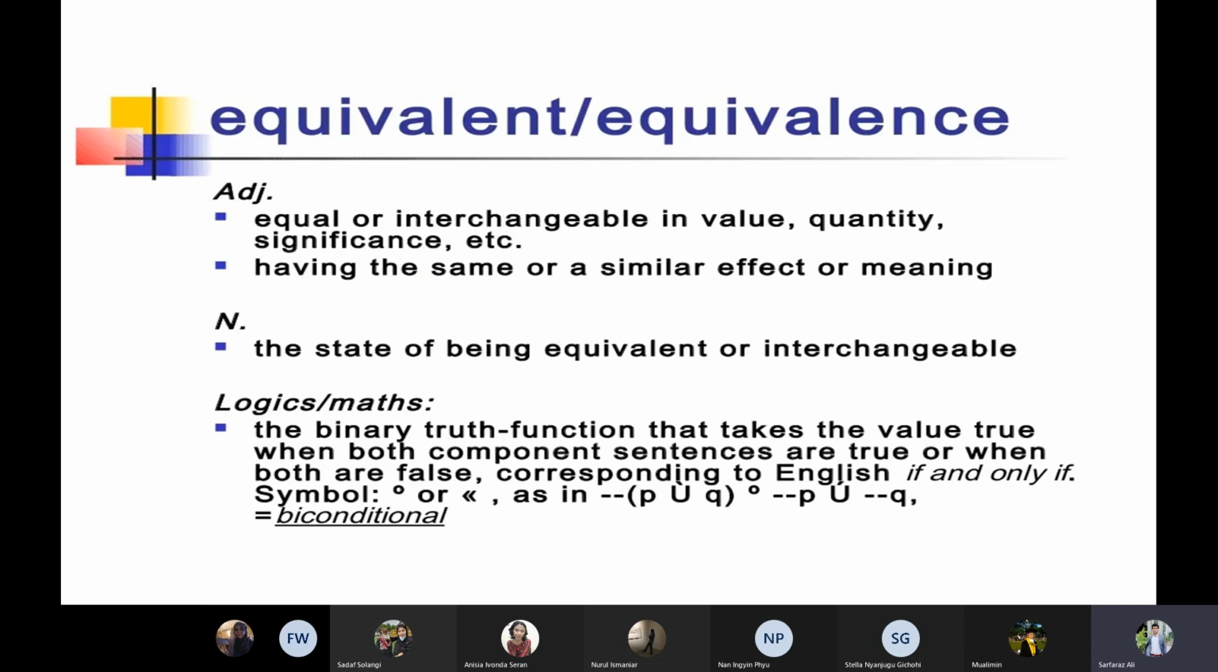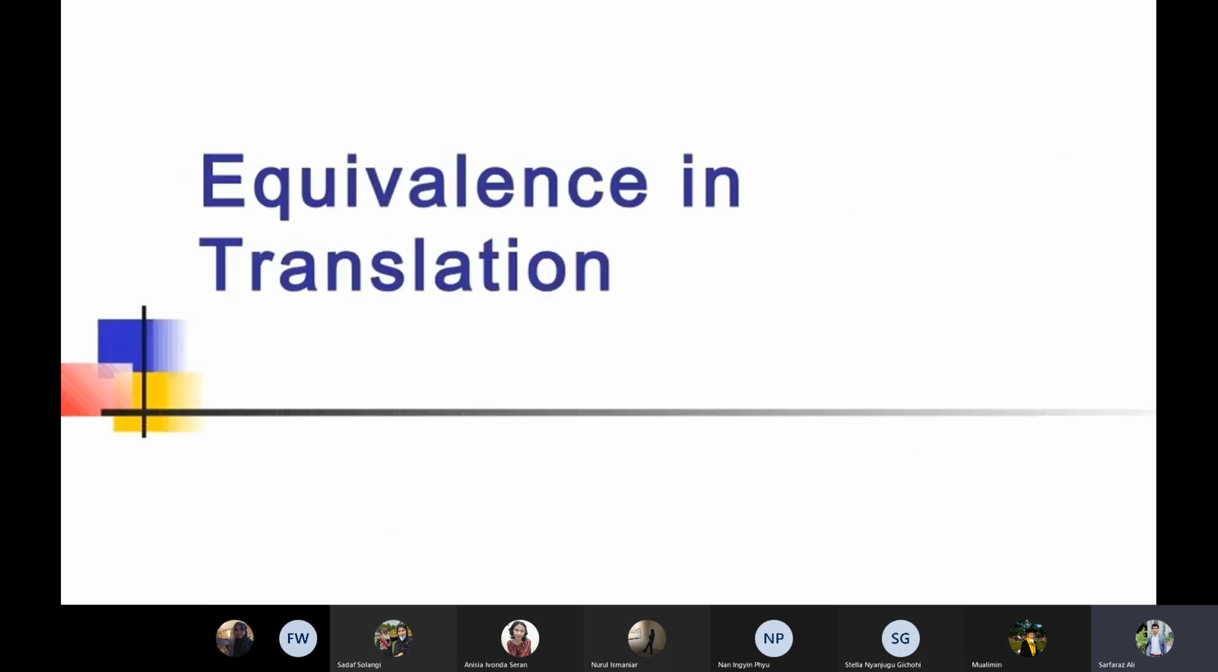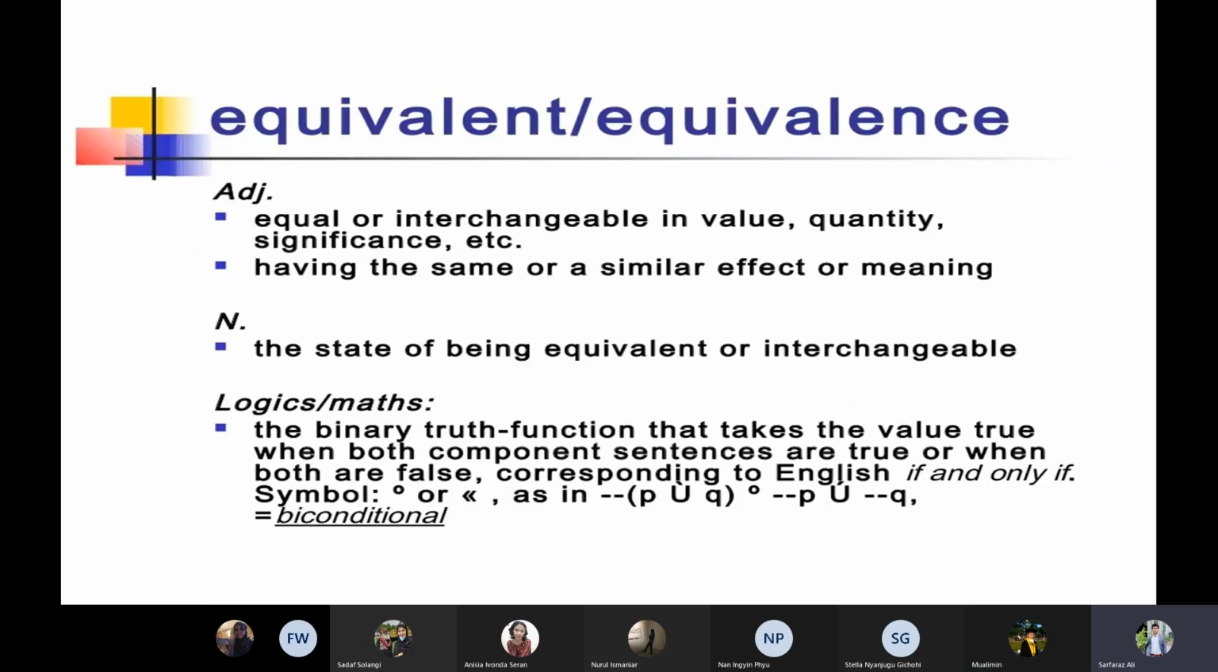Before Sadaf, I will be telling you about the equivalence. Before moving to the equivalence in translation, it is important to know the purpose and meaning of equivalence in English, as written in front of you on the slides, taken from the dictionary. Equivalence is an adjective and noun. As an adjective, it means equal, interchangeable in value or quantity or signification, or having the same or similar effect or meaning. As a noun, it defines the state of being equivalent or interchangeable. So both adjective and noun give the same meanings.